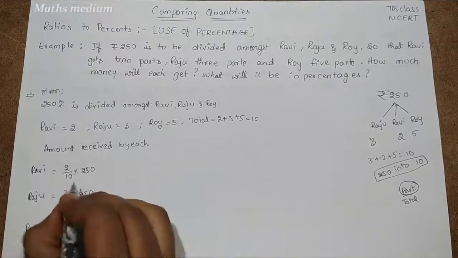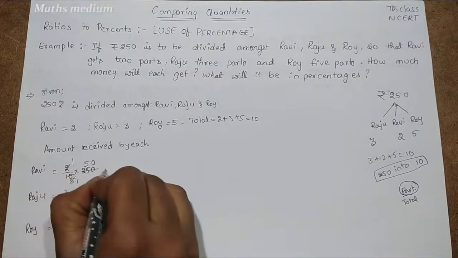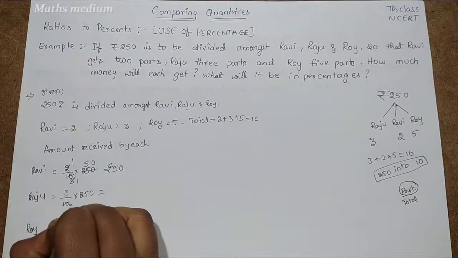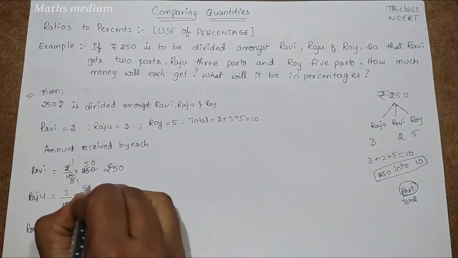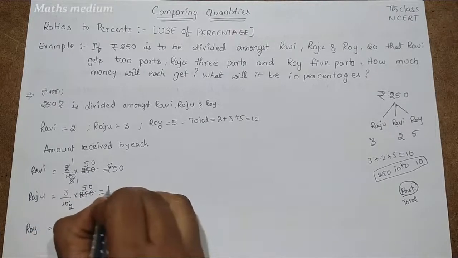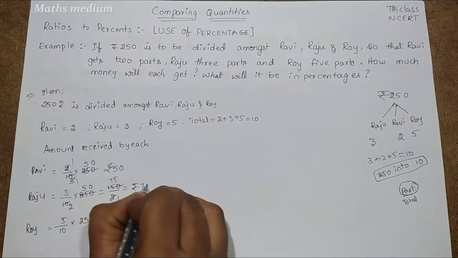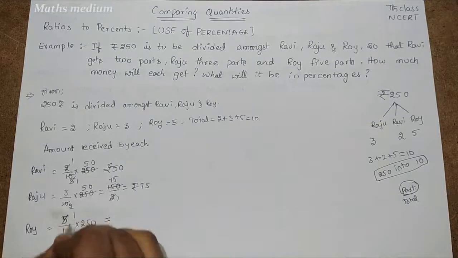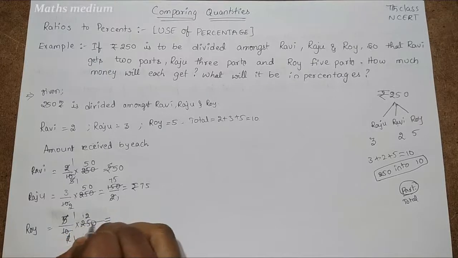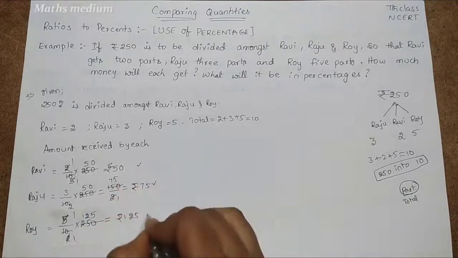Now simplify this. See, 2 ones are 2, 5 fifties are 250... it means it is 50 rupees. Next here also, 5 threes are 15, 150 by 2, it means 2 ones are 2, 75s are 75. So it is rupees 75. Here 5 ones are 5, 5 twos are 10, 125. Here rupees 125. These are the amounts received by each one.